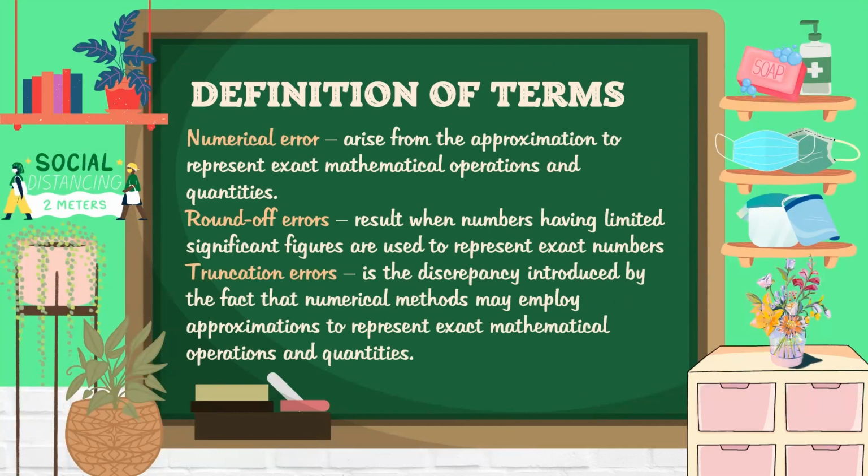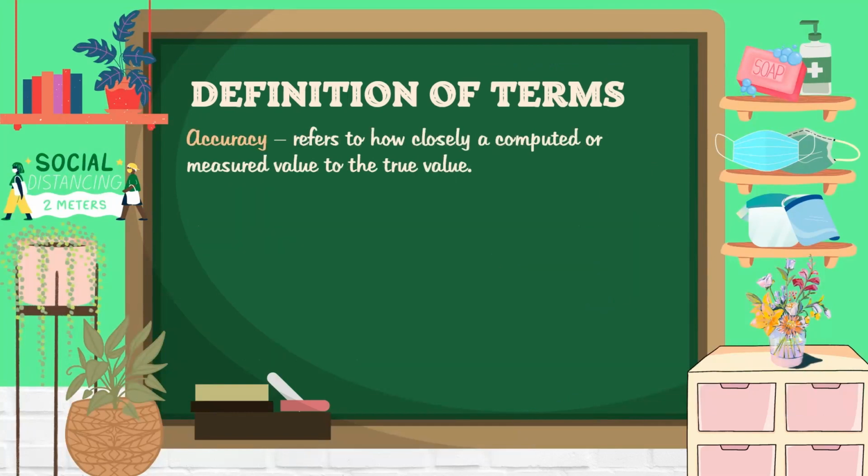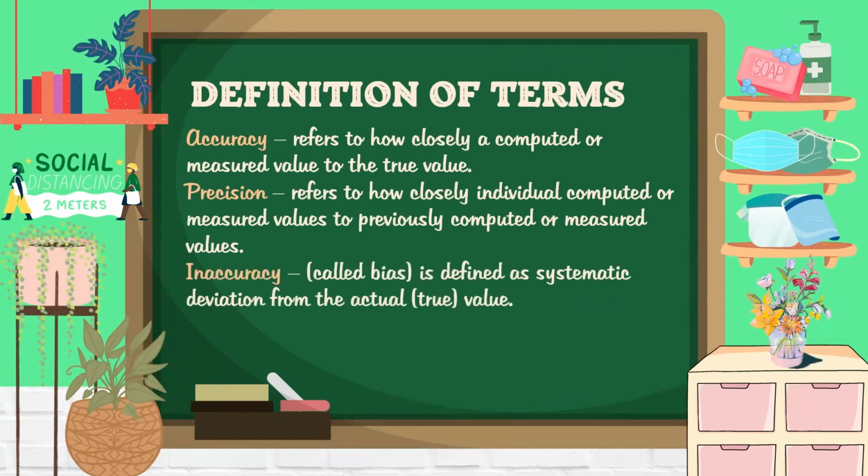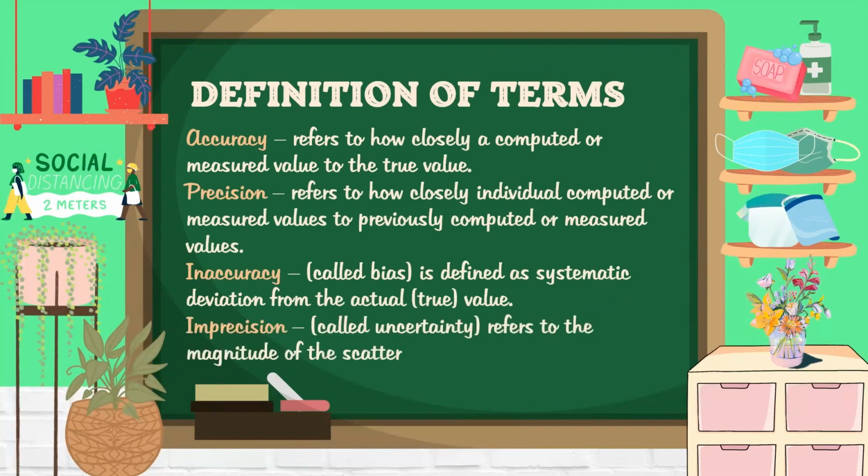and quantities. Accuracy refers to how closely a computed or measured value agrees with the true value. Accuracy has a negligible error. Precision refers to how closely individual computed or measured values agree with previously computed or measured values. Inaccuracy, also called bias, is defined as systematic deviation from the actual or true value. Imprecision, also called uncertainty, refers to the magnitude of the scatter.